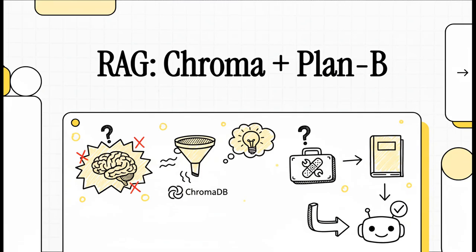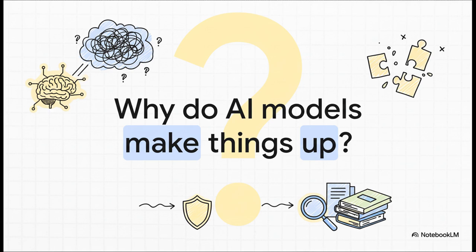All right, let's talk about one of the biggest headaches in AI today, hallucinations. We're going to break down how you can tame them using a really powerful technique called Retrieval-Augmented Generation, or RAG. And we'll look at a super practical, two-pronged approach using something called ChromaDB and a clever little fallback plan. Let's dive in.